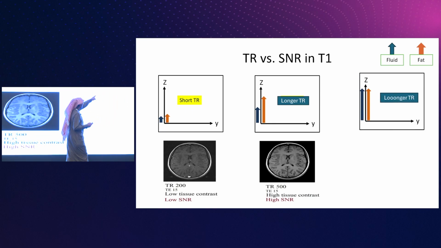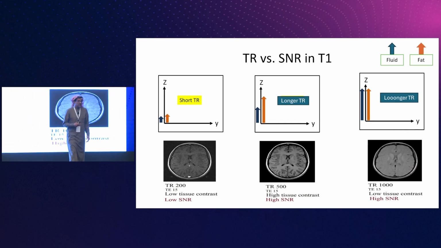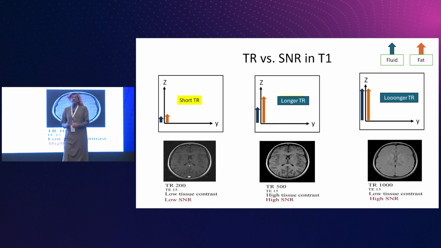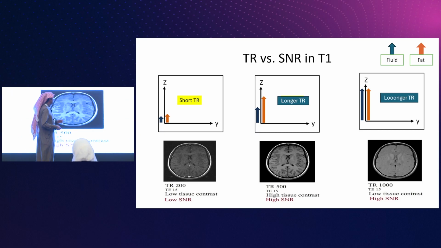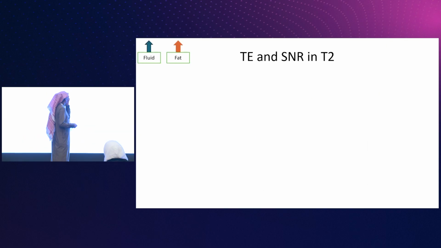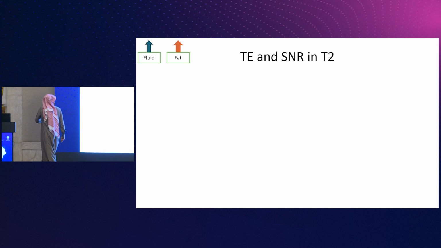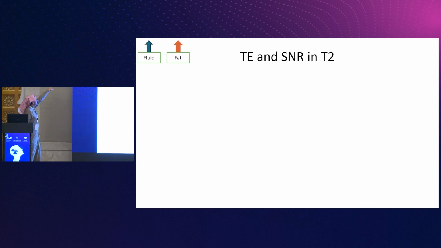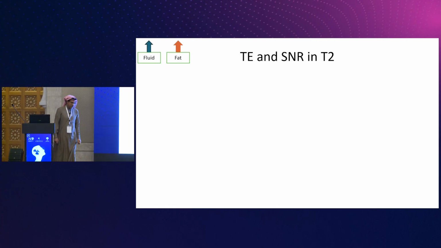Here we have longer TR. And this is the result. Bad image. So we should have optimal SNR compared to CNR. Okay? And TE is responsible for T2. Also, we'll have it the same. You know, I have a botagoidance here. The fluid is blue and the fat is orange.